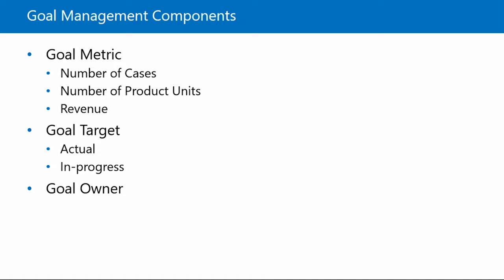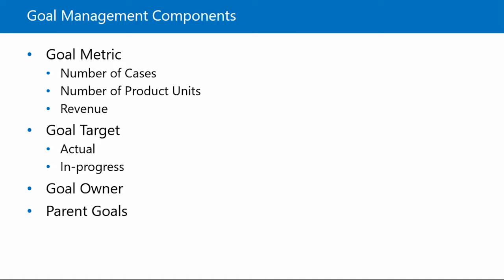You also have goal owners. Goals can be assigned to users or teams, so every goal is assigned to an owner. You also have parent goals, and in some situations, organizations might choose to use parent goals. Parent goals can combine multiple goals to equal one large one.